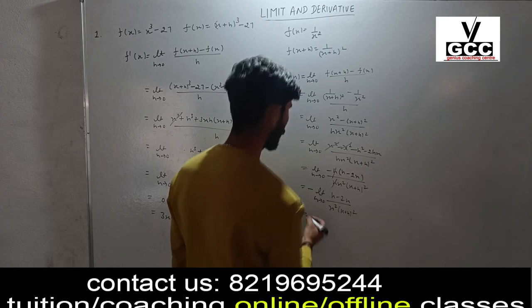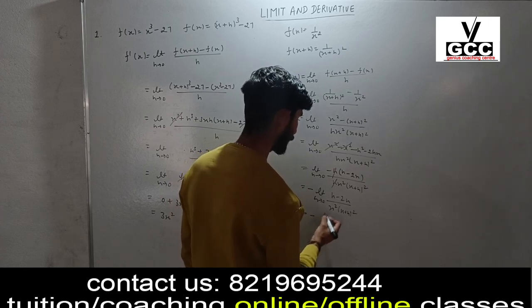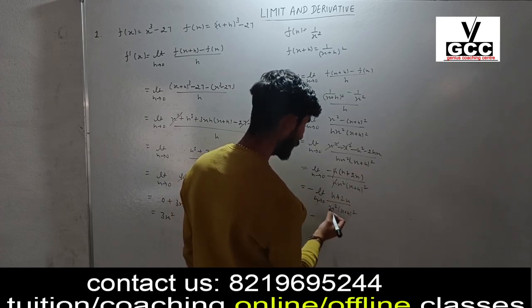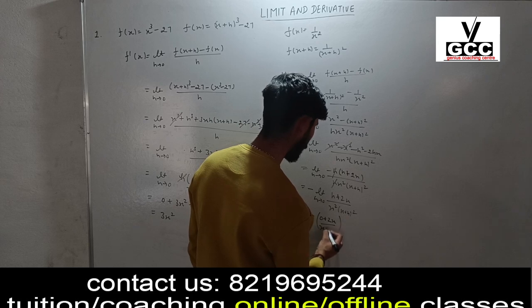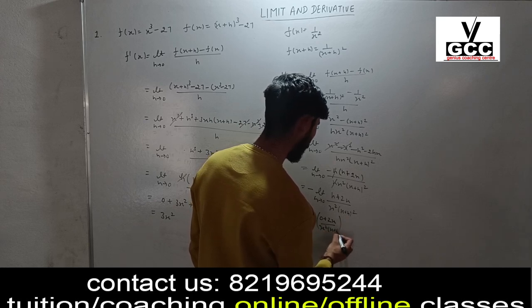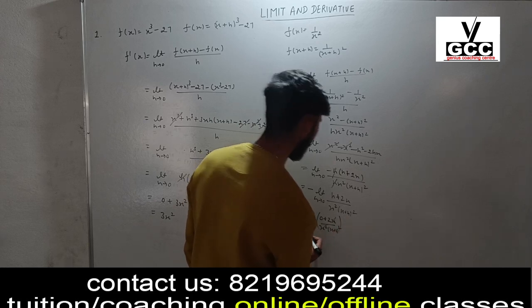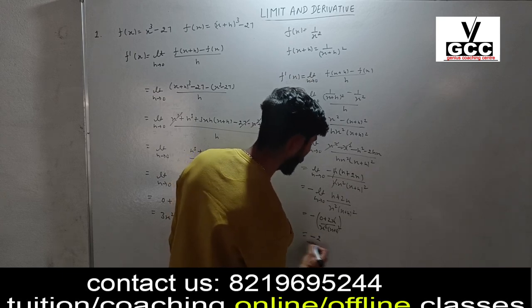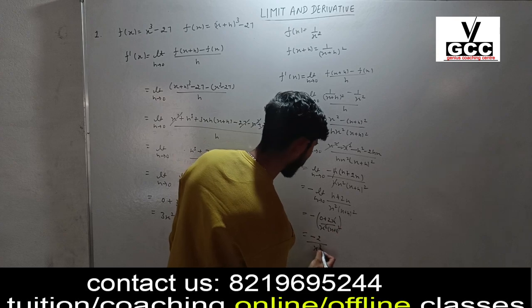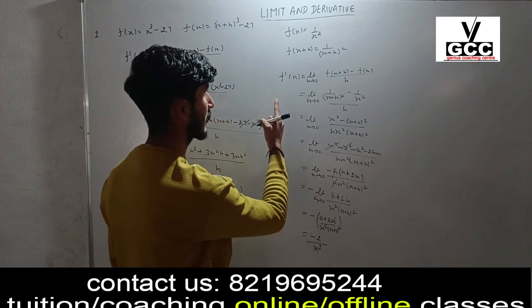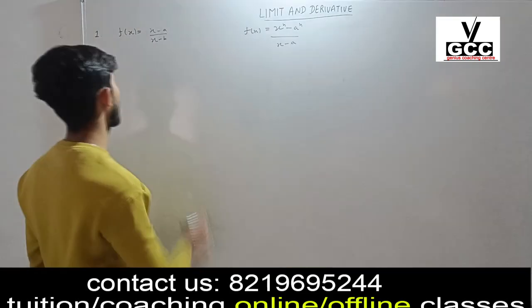We have to substitute h equal to 0, that is equal to 0 plus 2x whole upon x square into (x plus h) whole square. x के साथ x कट जाएगा और हमारे पास आएगा minus 2 upon x into x square, that is equal to minus 2 upon x cube, that is the required derivative of the given function.